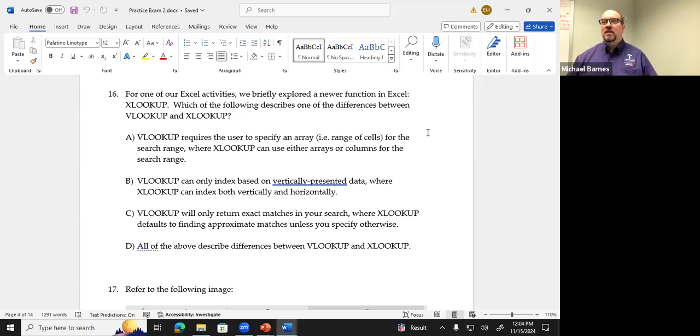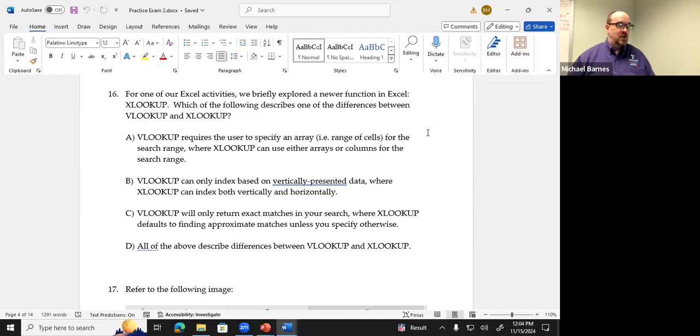B: VLOOKUP can only index based on vertically presented data, where XLOOKUP can look and index both vertically and horizontally. What do you guys think? Is that a correct statement? That is a correct statement about XLOOKUP. That's why XLOOKUP is so much more powerful: it can do both vertical and horizontal analysis, whereas VLOOKUP is limited to vertical. If you want to do horizontal lookup, you have to do HLOOKUP, okay?